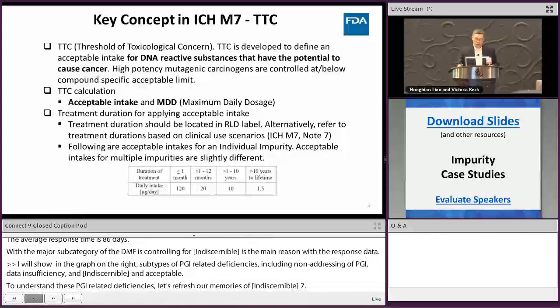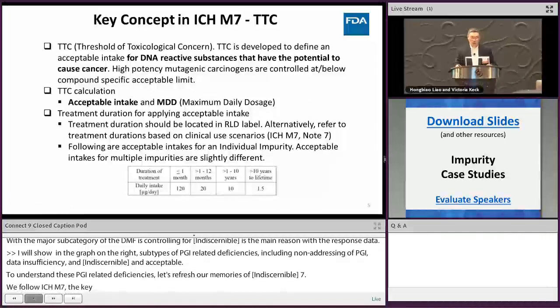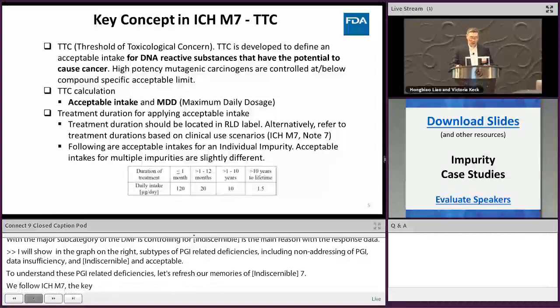The key concept in ICH M7 is TTC, threshold of toxicological concern. TTC is developed to define an acceptable intake for DNA reactive substances that have the potential to cause cancer. High-potency mutagenic carcinogens are controlled below a compound-specific acceptable limit. TTC is calculated with acceptable intake and MDD, maximum daily dosage.